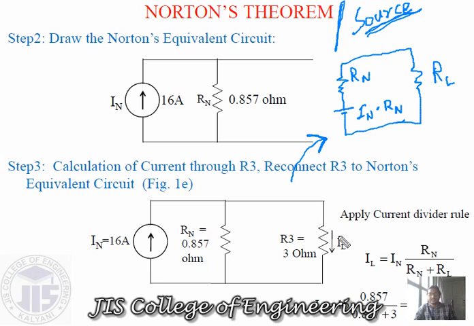Okay, so these are the differences between Thevenin's theorem and Norton's theorem, and if required you can use this source transformation concept and find out the values for the voltage source and for the current source and the current also, right? Okay.